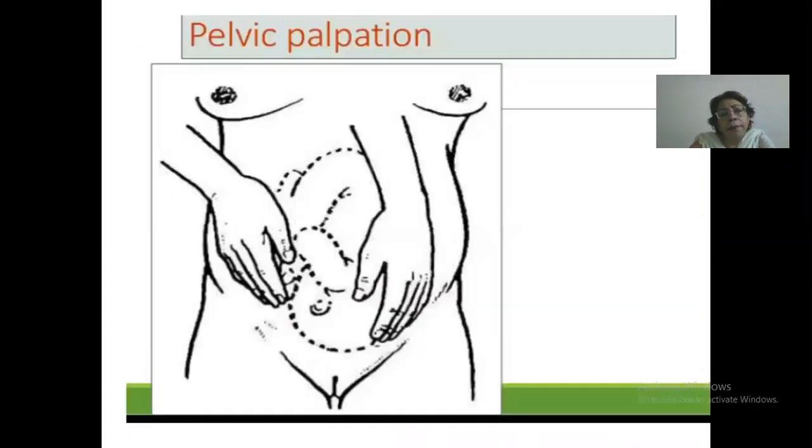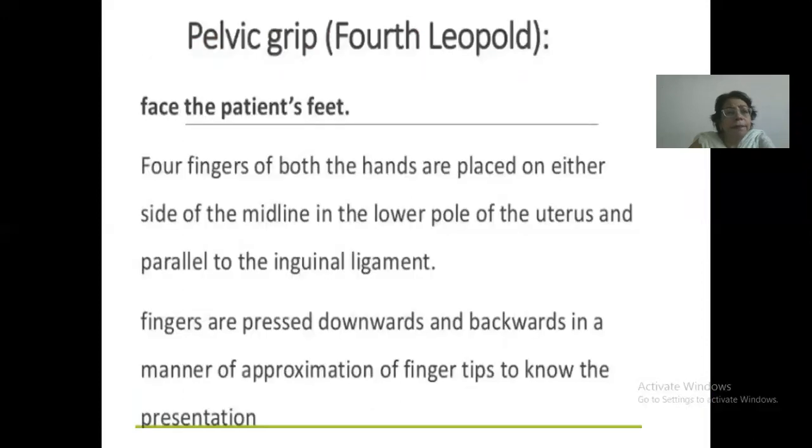Now, coming on to the pelvic grip, you do this with two hands and you are facing the patient's feet. Four fingers of both the hands are placed on either side of the midline in the lower pole of the uterus and parallel to the inguinal ligament of that side. Then the fingers are pressed downwards and backwards in a manner of approximation of fingertips to know the presentation.